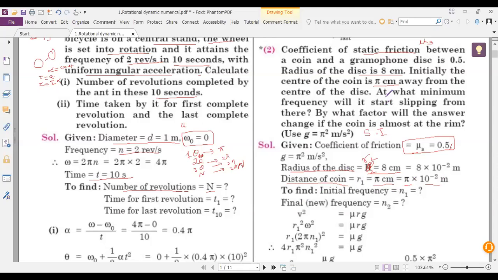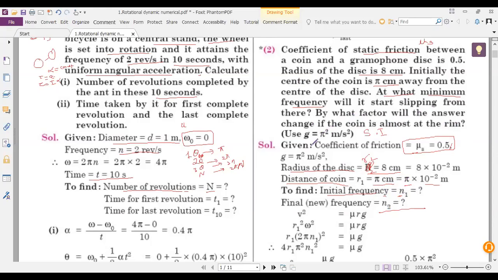What do we have to find? At what minimum frequency, which is represented by small n, will the coin start slipping? Starting frequency, that means initial frequency. The minimum frequency from where it starts slipping, given the friction. So that is the new frequency we have to find, represented by N2. By what factor will the answer change if the coin is almost at the rim? This is important. We have to find these two parts.